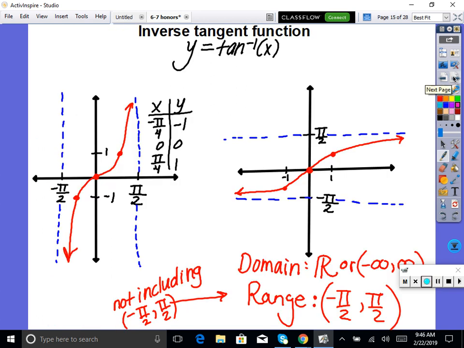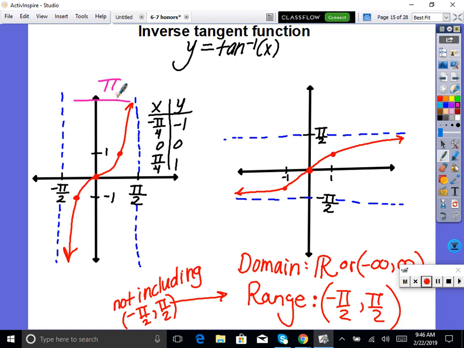All right, now tangent inverse, I'm going to cut right to the chase. Here is tangent. Remember, tangent has a period of pi. So here's pi. I split it evenly from negative pi halves to pi halves. Those are my asymptotes. And I've now flipped my xy points, and there's tangent inverse's graph.